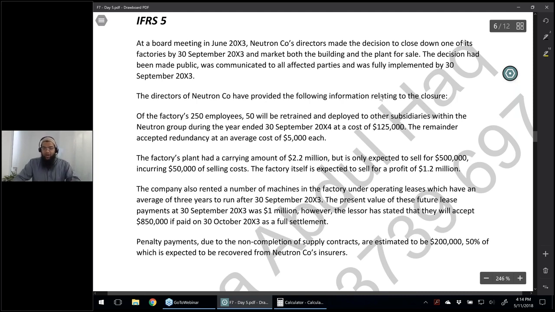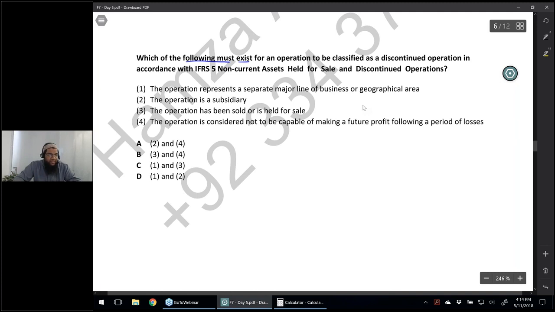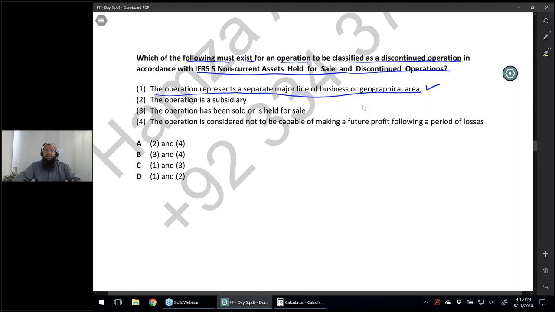Now let's start from the requirement. The question says, which of the following must exist for an operation to be classified as discontinued operation in accordance with IFRS 5? The operation represents a separate major line of the business or geographical area. Is this necessary? Yes, because if it is a separate segment, only then we can treat it as a discontinued operation.